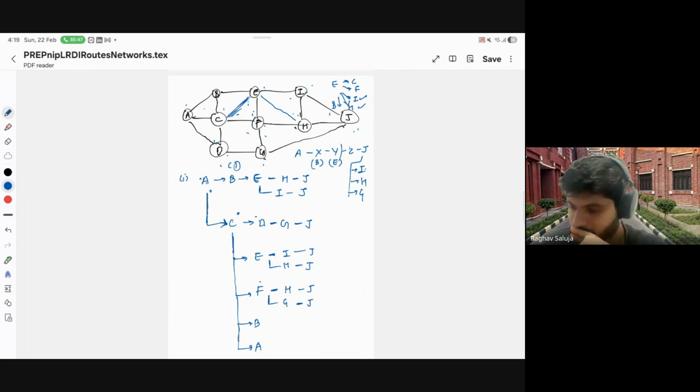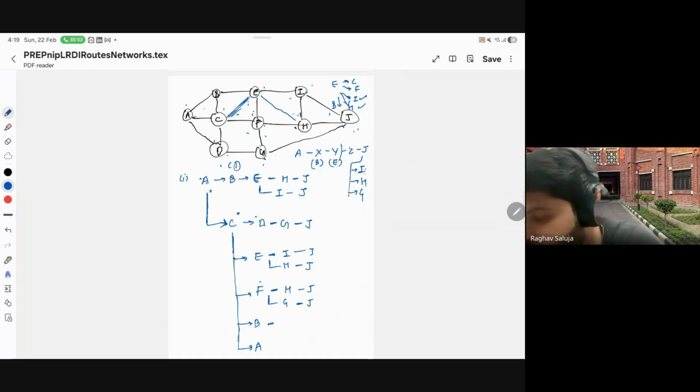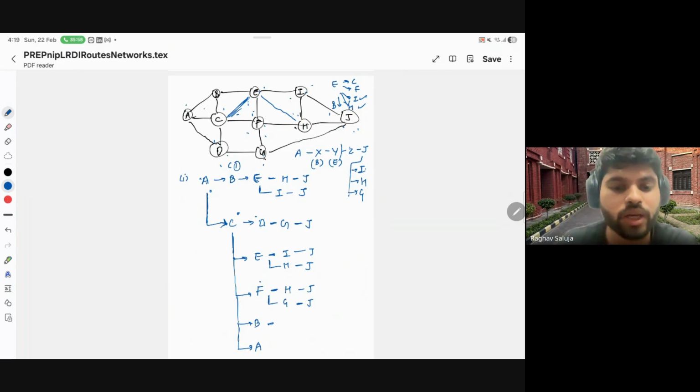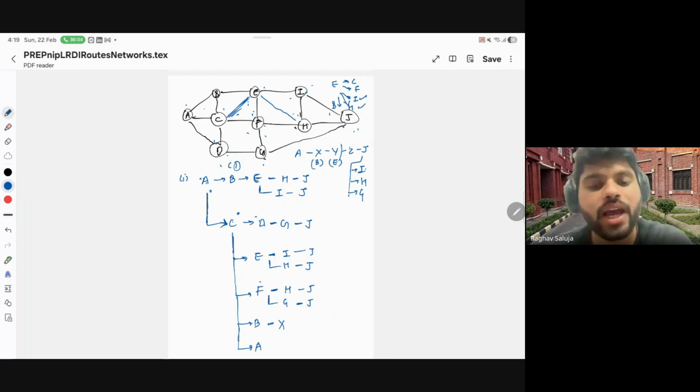Perfect. Now tell me, from B can I reach I, H, G? From B, am I able to directly reach I, H and G, any neighbor of J? No. No path possible from B. From A, am I able to reach I, H and G?